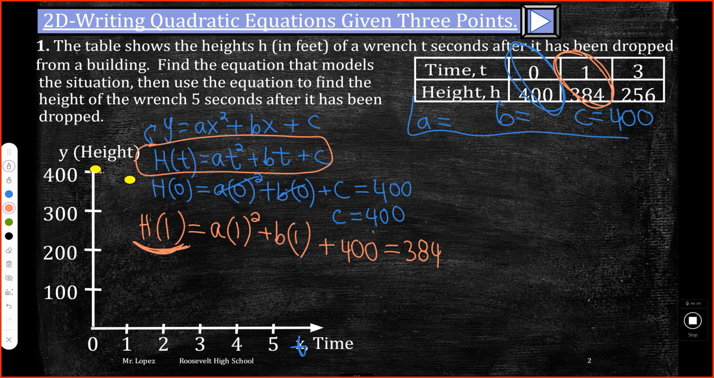And now I'm going to do some mathematics here. What is 1 squared? 1. And what's 1 times a? A. What's b times 1? B. And I'm going to move that 400 over to the other side with the other number, minus 400. You guys all got calculators? What is 384 minus 400?